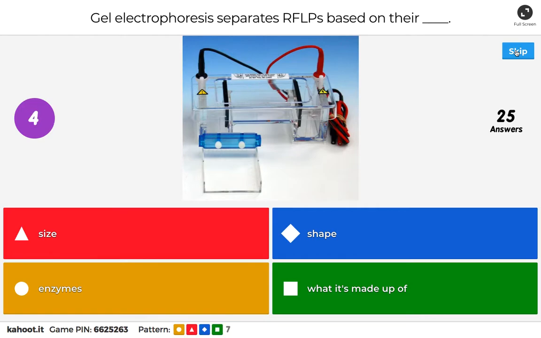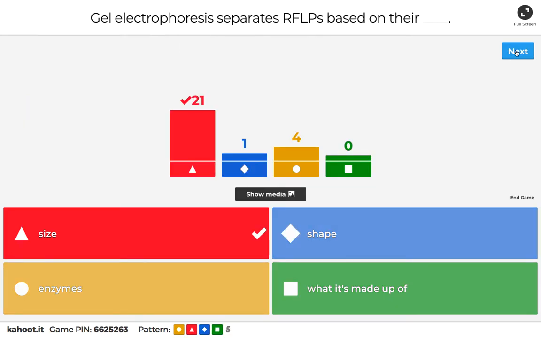So how does it separate them? Based on what? Okay, tell me what you know about size. The bigger, the slower. Very good. So the smallest fragment is going to travel the furthest away from the well. What charge does DNA have? Negative, because of the phosphate. So you load the DNA at the negative end, and it moves toward the red, the positive.